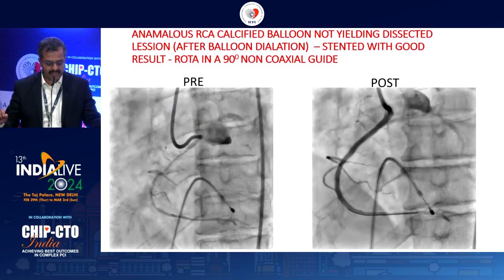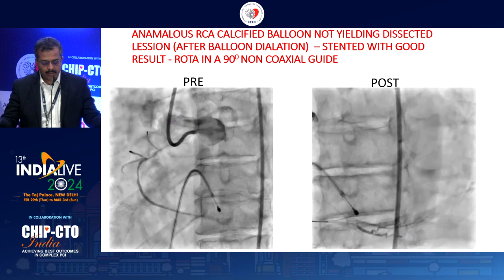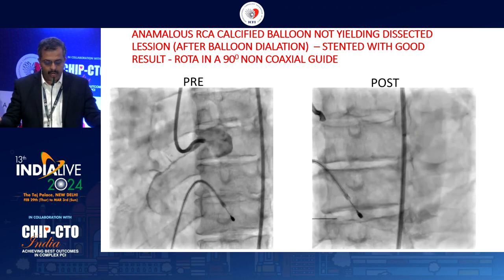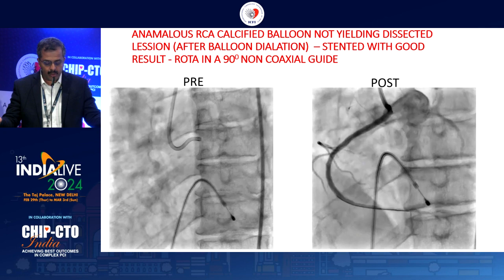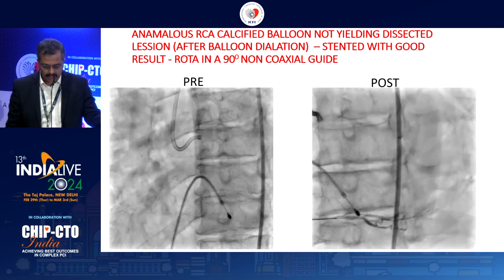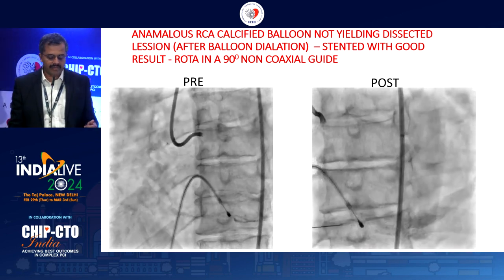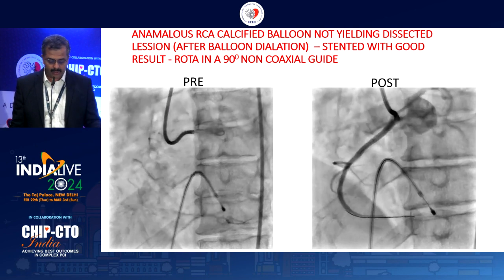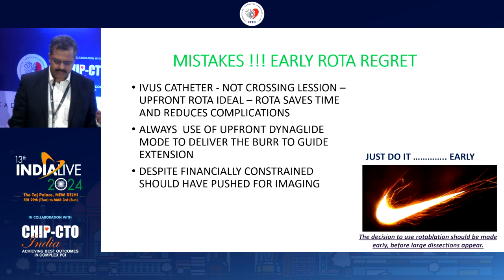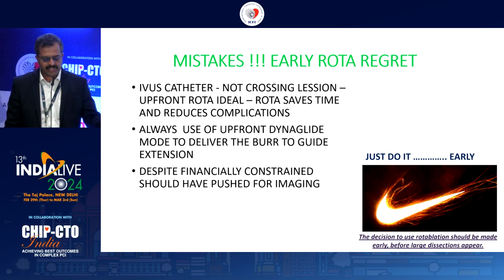So this is where we started off with an anomalous RCA which was quite calcified, balloon non-yielding, which was dissected after the initial balloon preparation, which was stented with a good result. In fact, Rota was done with an almost 90-degree non-coaxial guide. So just 2 more slides. Looking back, the IVUS catheter didn't cross, and if we had used Rota upfront, we would have saved the cost of at least those balloons which initially yielded up.